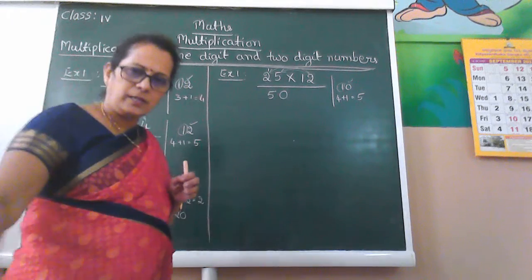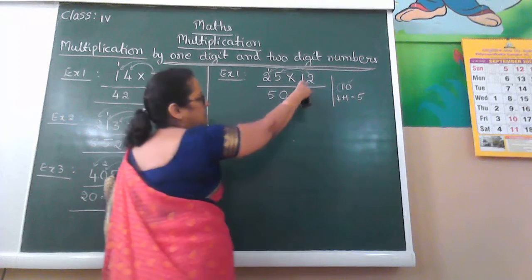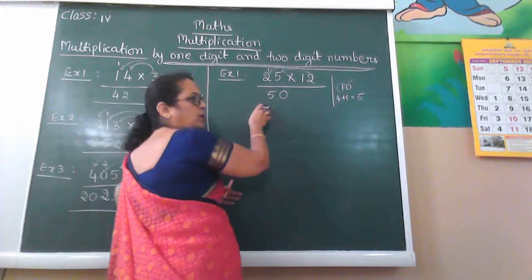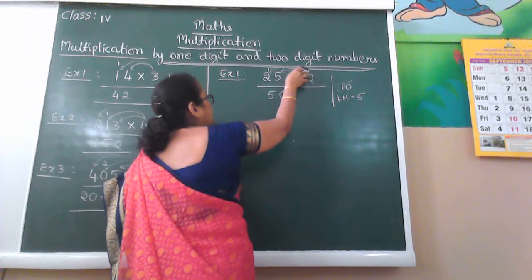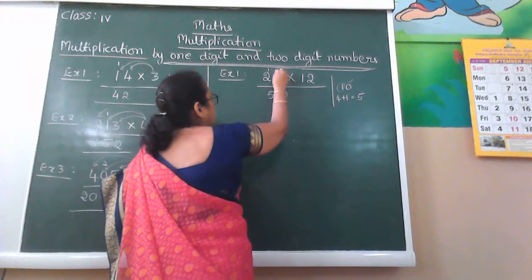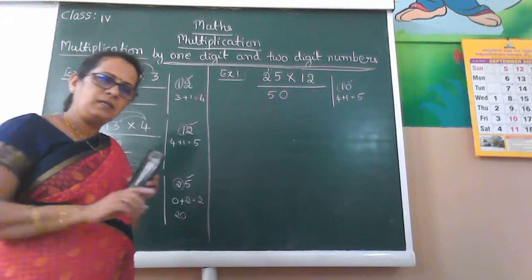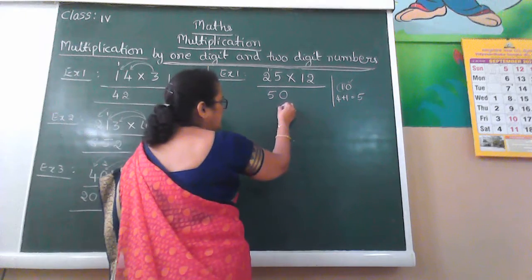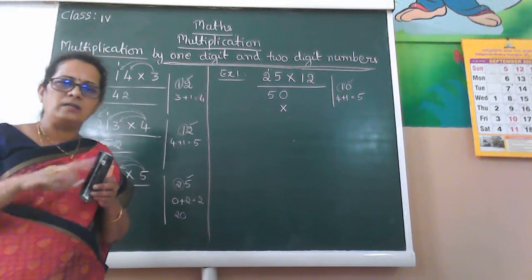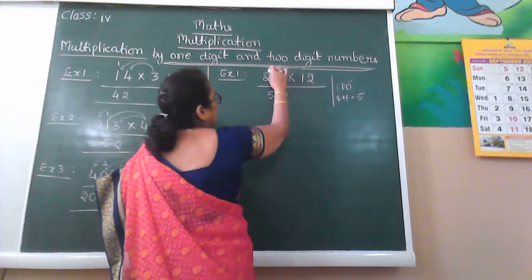So what we did, children? First, we multiplied by the unit place number, that is 2. So we got the product 50. Now I rub this. Now forget 2. Already you did the multiplication by 2. So below the first number you put one multiplication sign. Now you multiply by 1.